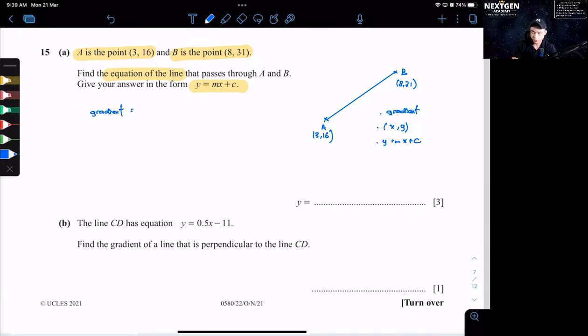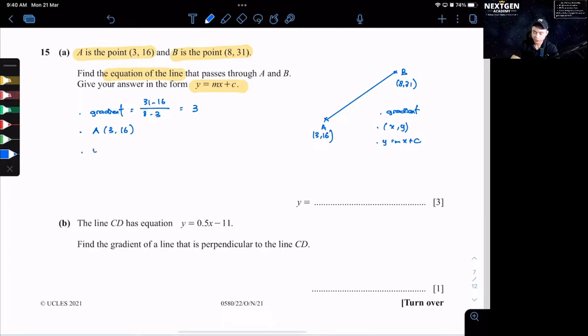Gradient, which is your m, is y2 minus y1 over x2 minus x1, so 31 minus 16 over 8 minus 3. Type this in the calculator, you get 3. So gradient done. We have 2 points. You can use (3, 16) or (8, 31), up to you. I'll just use (3, 16), the smaller value, easier to calculate also.